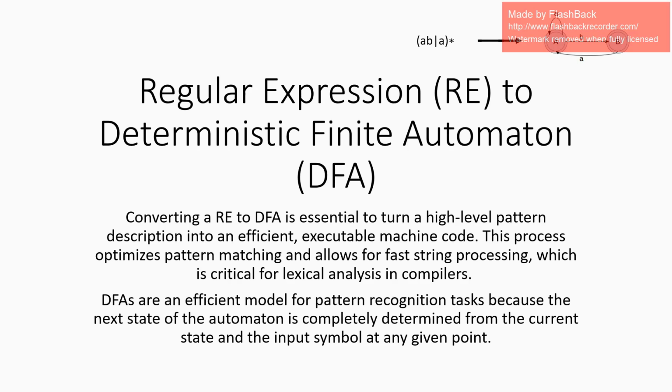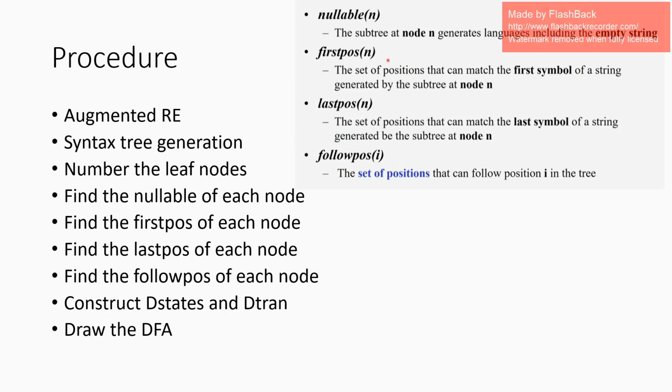Basically, the DFA is an efficient model which is used for pattern recognition tasks because the next state of the automata is completely determined from the current state and the input symbol at any given point. To convert the regular expression into DFA format, we have to follow these procedures. First, convert to the augmented regular expression, generate the syntax tree, and number the leaf nodes. Find the nullable of each node, find the first position, then last position, then follow position, followed by constructing the D state and the D transition, and finally draw the DFA.